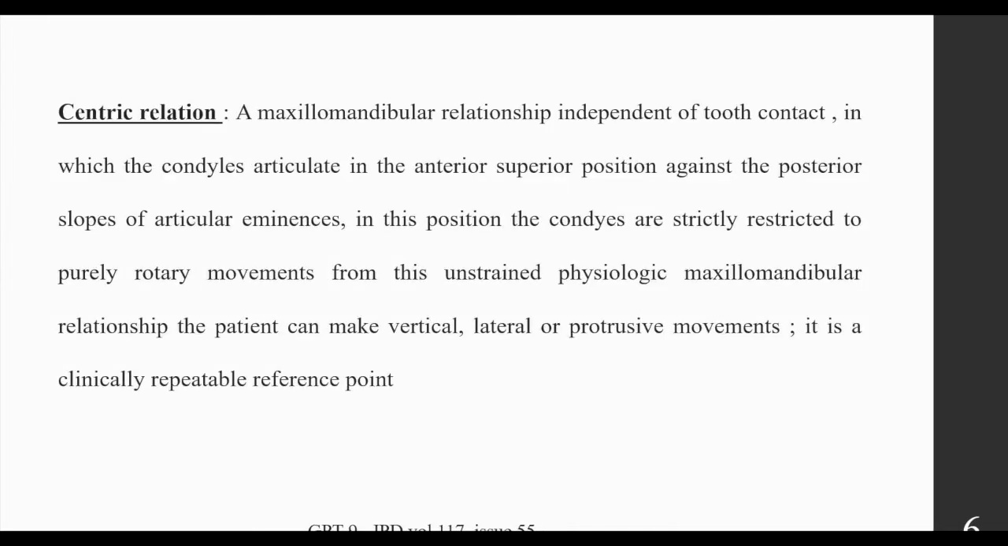The centric relation is a maxillomandibular relationship which is independent of tooth contact, in which the condyles articulate in the anterior superior position against the posterior slopes of the articular eminences. In this position, the condyles are strictly restricted to purely rotatory movements. From this unstrained physiological maxillomandibular relationship, the patient can make vertical, lateral or protrusive movements. It is a clinically reputable reference point.